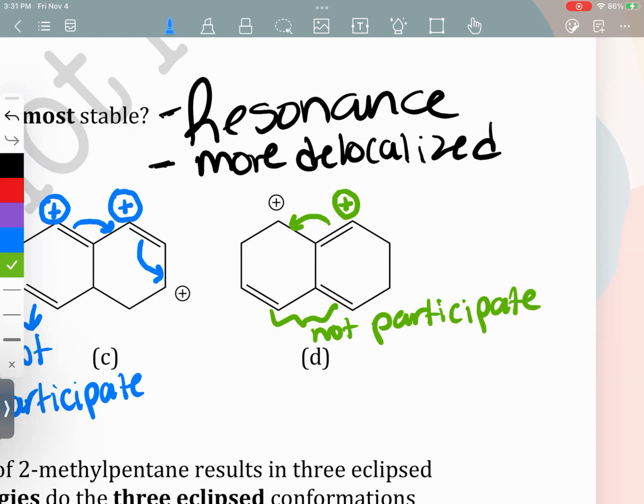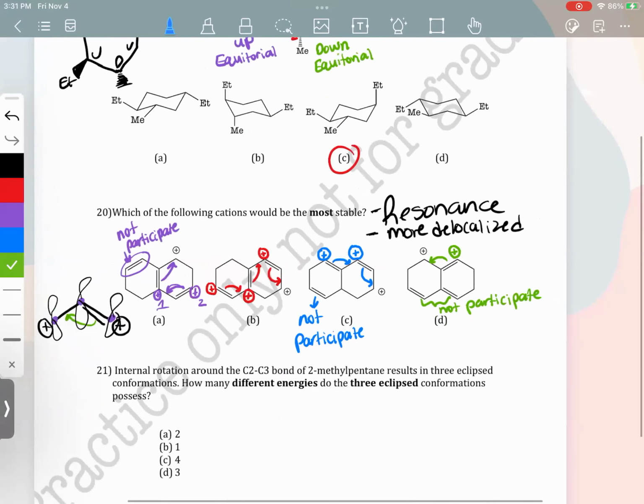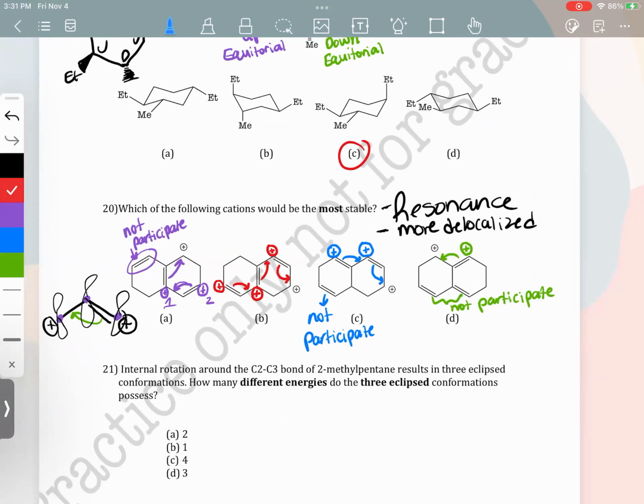So now we looked at how many times the carbocation can resonate. So which of the answer choices would be more stable? B. The carbocation is more delocalized, so it's lowering its energy even more, which will be more stable.